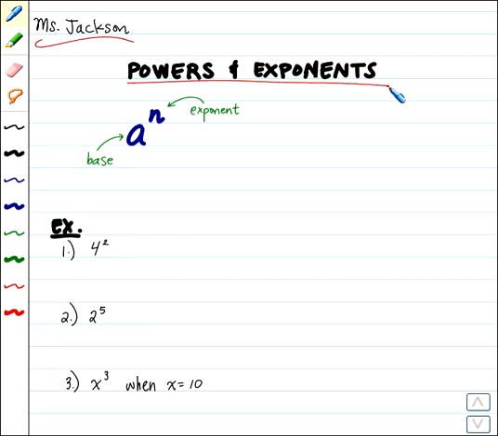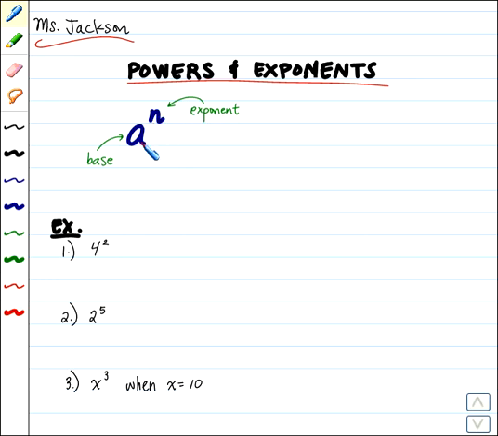I'm here to help with powers and exponents. So let's take a look at what those are. Here we have the expression a to the n power. That's how we would state that. A in this case is the base, and n, which is written smaller and up top, is the exponent.